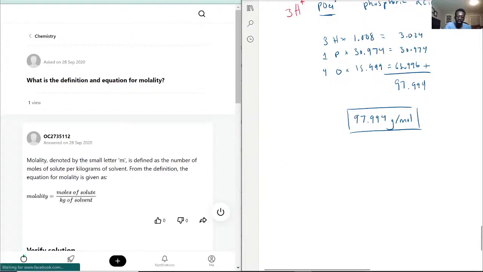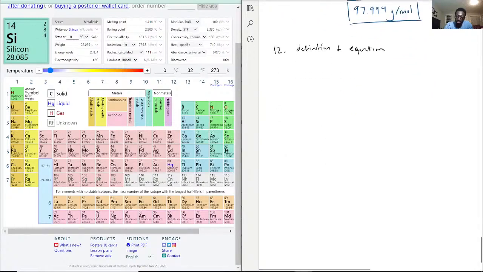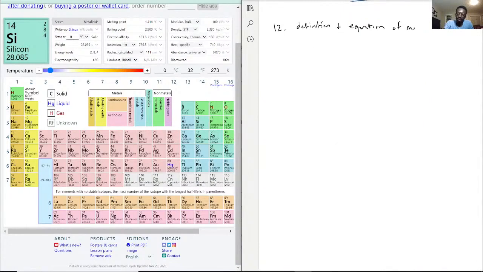Okay. What is the definition and equation for molality? So maybe you already saw the answer before I could switch it over. Definition and equation of molality.